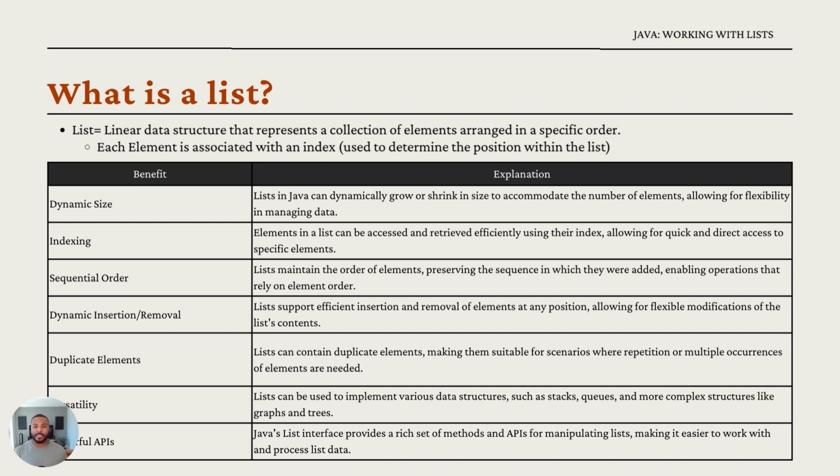And last but not least, another benefit is powerful APIs. Lists come equipped with powerful APIs. And if you're not sure what an API is, it's an application program interface. I think of it as a handshake. APIs are like the handshake between two services.